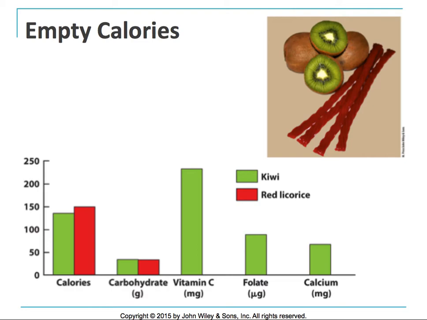So when you're looking for a snack, maybe about 150 calories, you're going to be getting a lot more bang for your buck with 150 calories worth of kiwi than 150 calories worth of red licorice. And so in this example, we would refer to the kiwi as being much more nutrient dense than the red licorice.